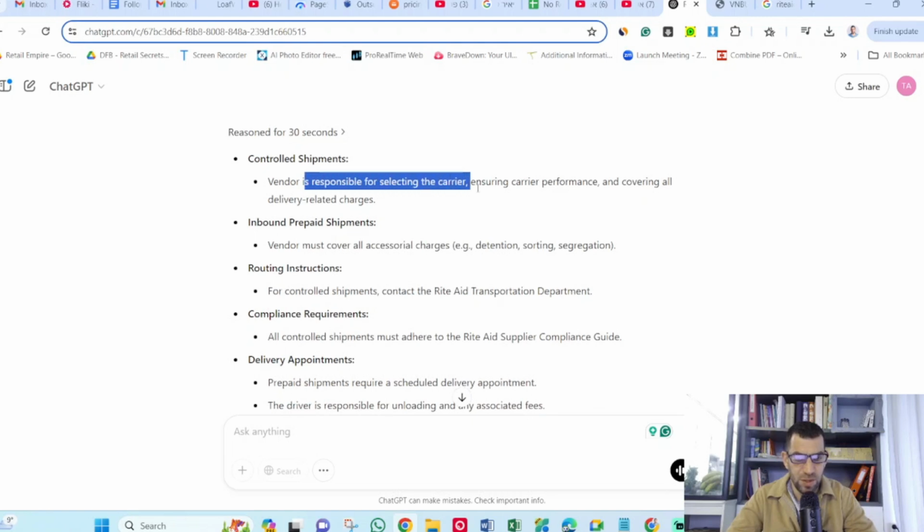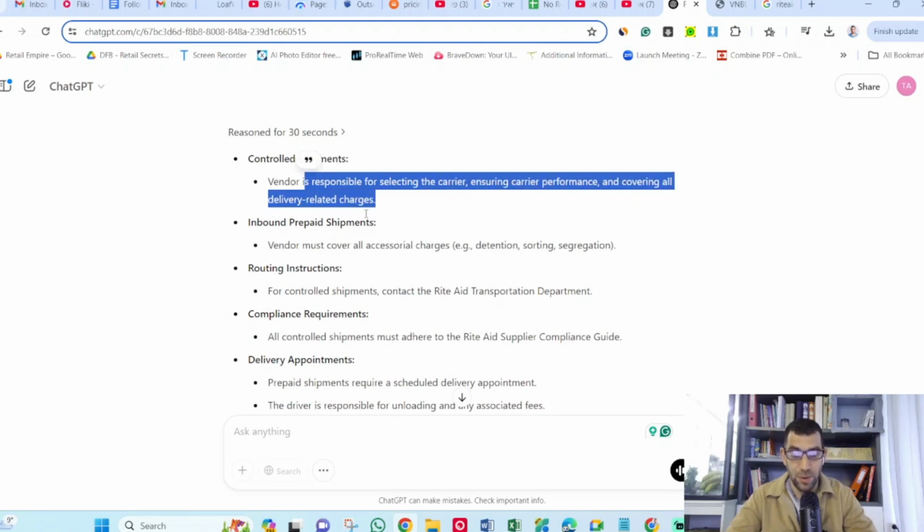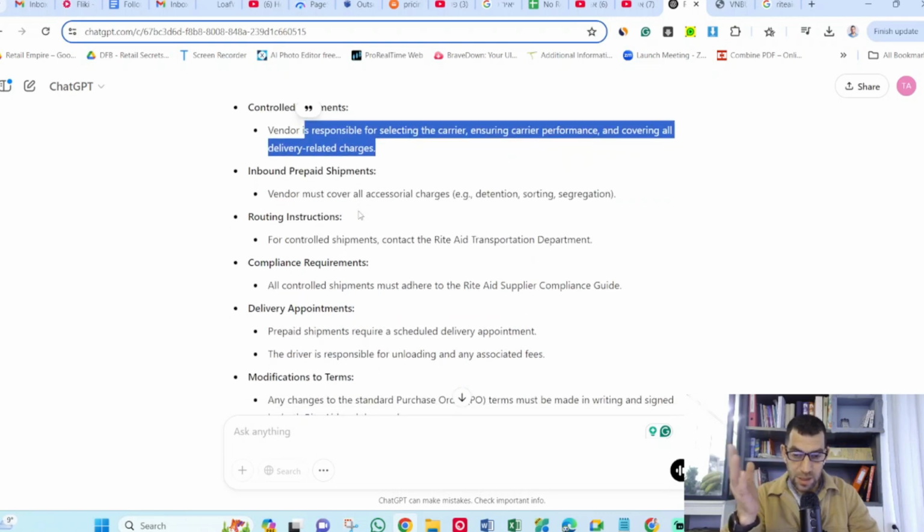Control shipment. The vendor is responsible for selecting the carrier, ensuring carrier performance, and covering all delivery-related charges. We've seen that before in the PO terms, right? And then inbound prepaid shipment, which is actually the same thing said in a different way. And then routing instruction. You're going to want to know how to route your goods, but you don't need it for yourself. You're not the one handling this.